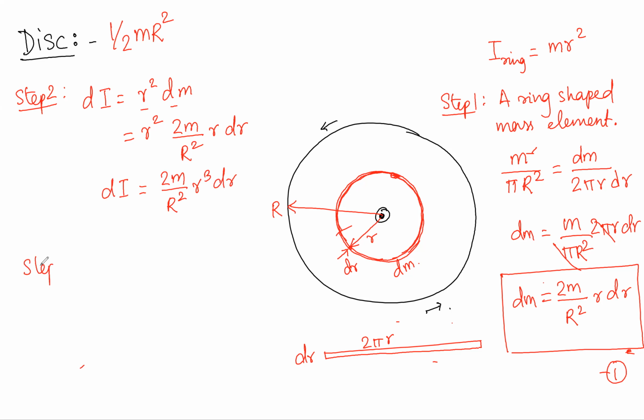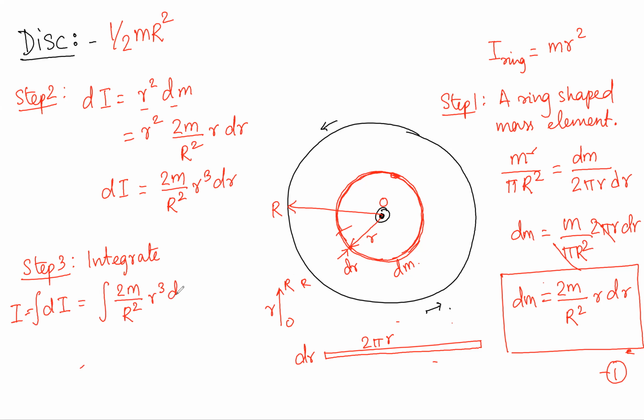Now the third step. As usual, you will say that I found out the moment of inertia of a mass element. Now I need to integrate to find out my answer. So what is the smallest value of r? 0. What is the largest value of r? Capital R. So your small r can go from 0 to capital R. That is the range. So when you write dI, ka integration is I. So you will write integration of 2m divided by R square into r cube dr from 0 to capital R.